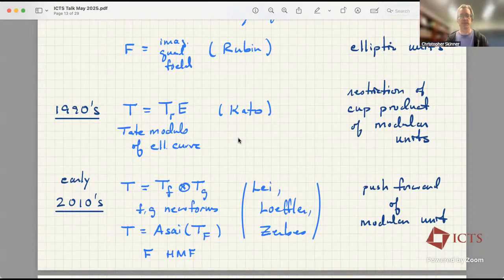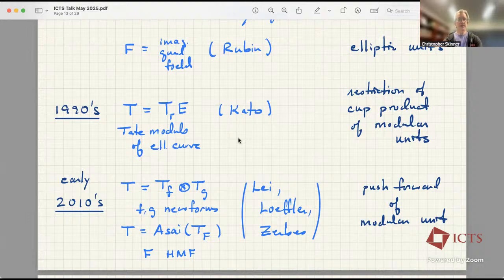elliptic curve. So T is now the Tate module, the prime P of an elliptic curve. And the special elements came from modular units. The restriction of cup products, in fact, of taking two modular units, taking their cup product, and that gave us some modular unit and a class on some modular curve. And then he was able to show that from these he could construct an Euler system.